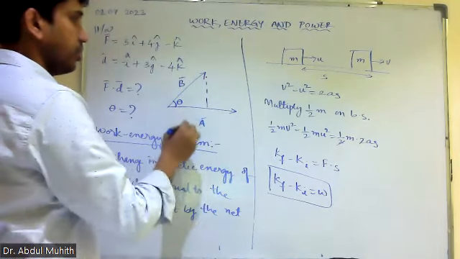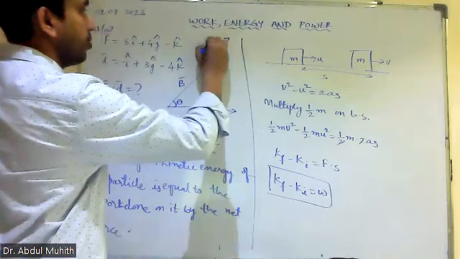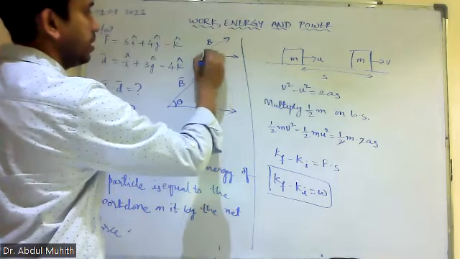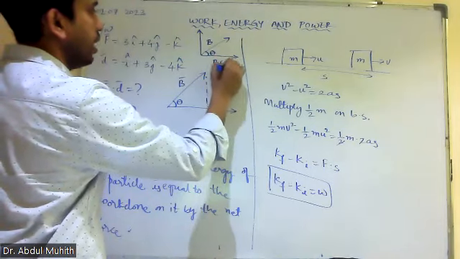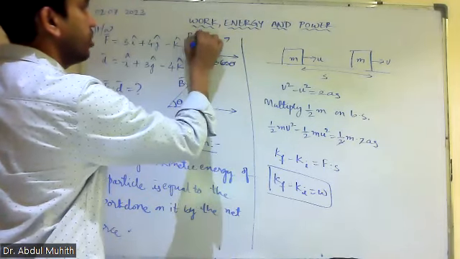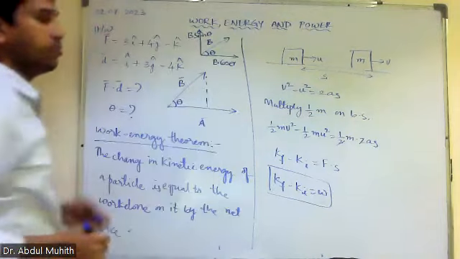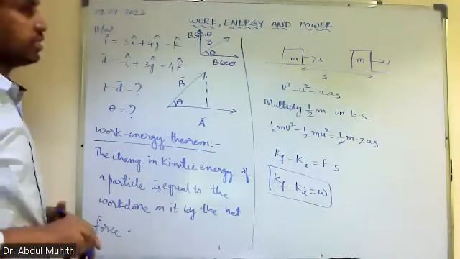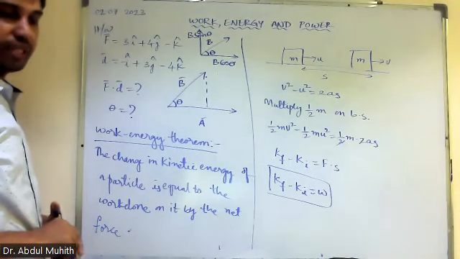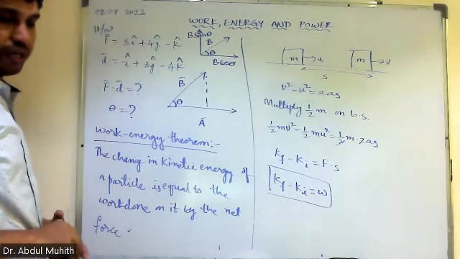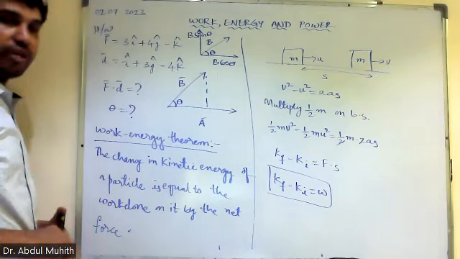So when we resolve the component, suppose this is vector B and this is theta. We have two components, B cos theta and B sin theta. Here, B cos theta is said to be the horizontal component and B sin theta is said to be the vertical component.